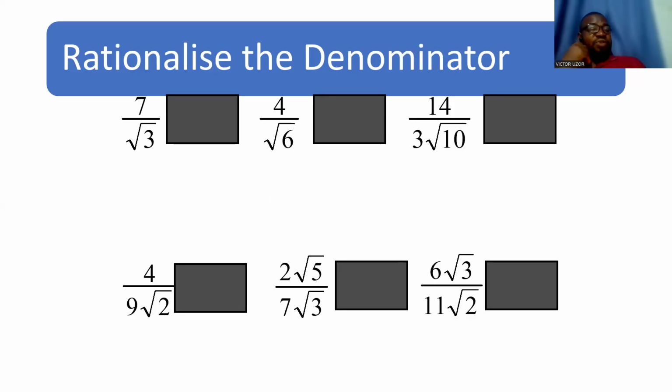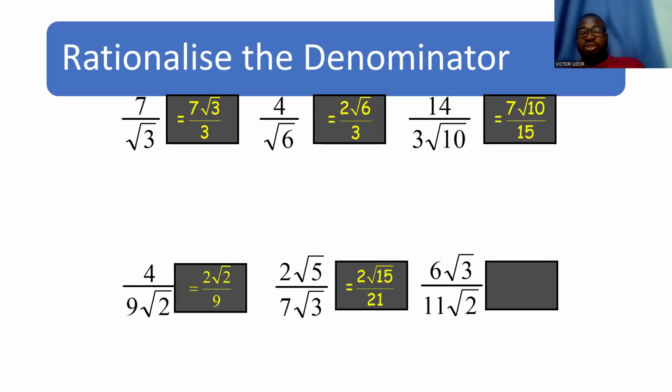So all you need to do, like the first one, is multiply the denominator and numerator by root 3, and root 3 will remove the root in the denominator. So you have 7 root 3 over 3. You do the same thing here. You have 4 root 6 over 6. Now, if you look at this, 4 root 6 over 6, 2 can go into both 4 and 6. The same thing applies here. So you can just simplify, check your answer, and know whether you get it.